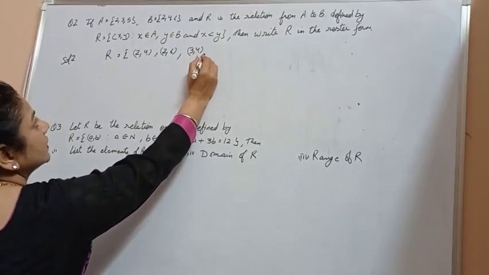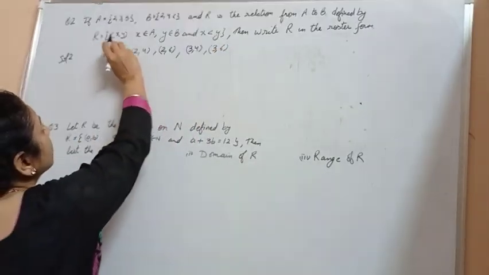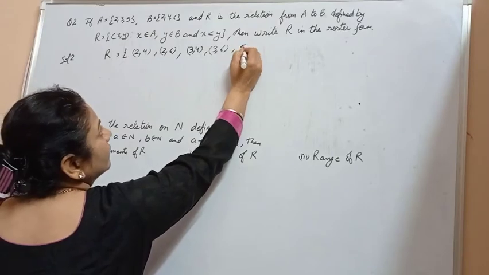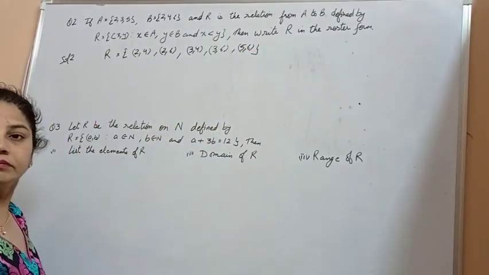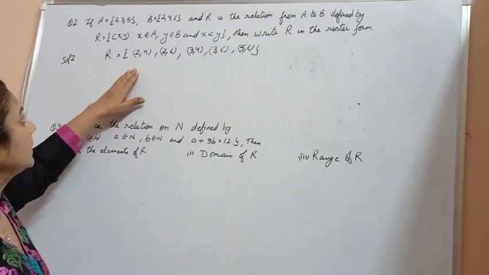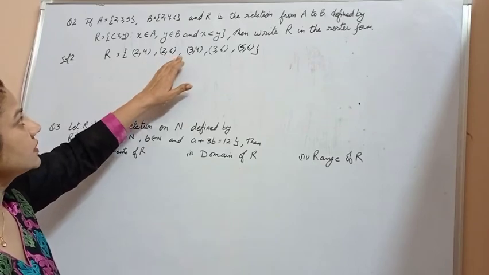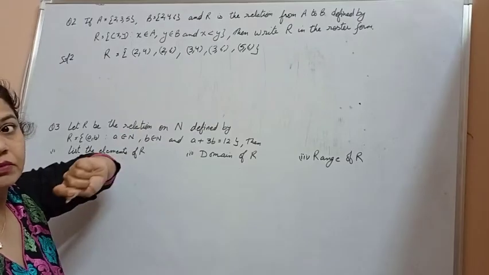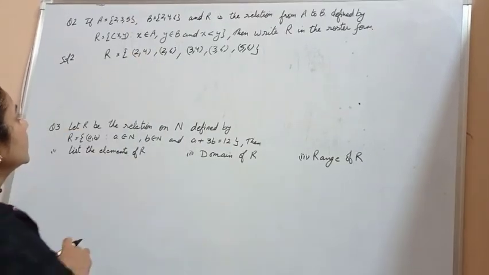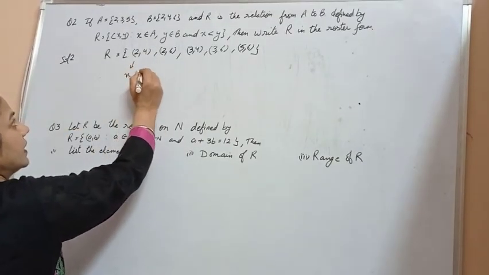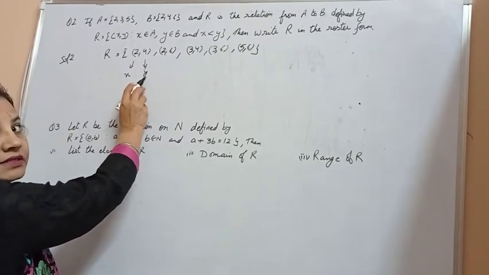As 4 is greater than 3 and 3, 6, again 6 is greater than 3. Next 5, 6. These are all the possible elements we can consider in this relation: 2, 4, 2, 6, 3, 4, 3, 6, 5, 6, as x is less than y. Here in this case the first element is my x and the second element is my y. So x is less than y.